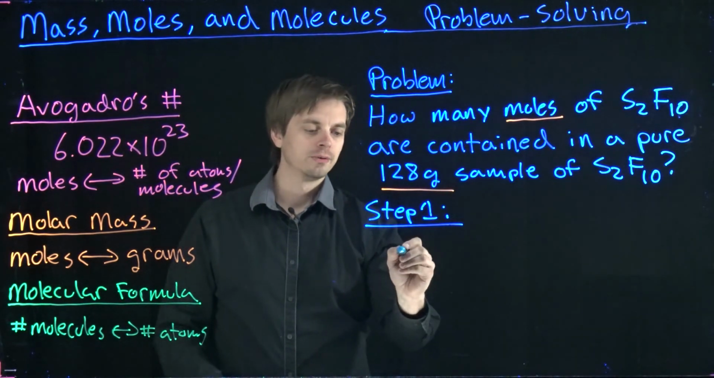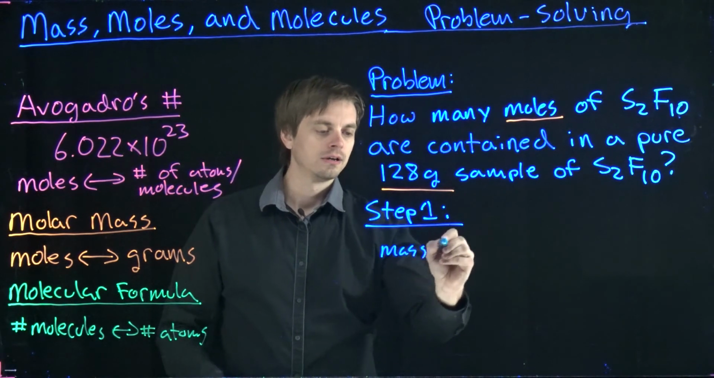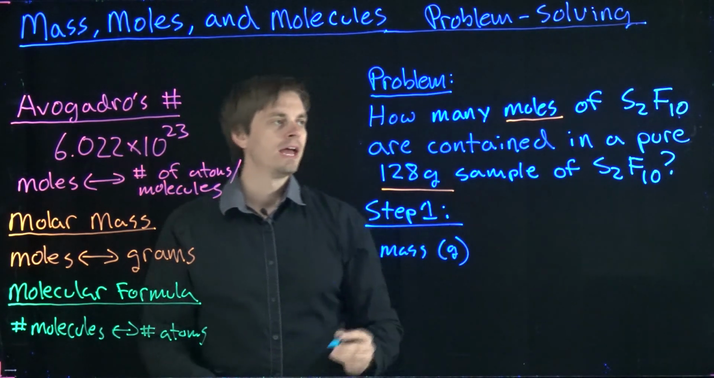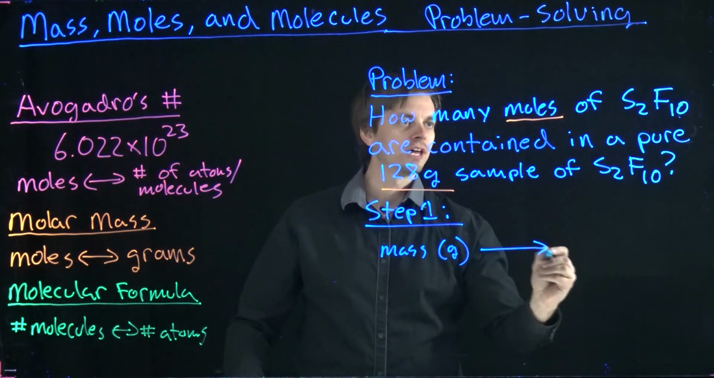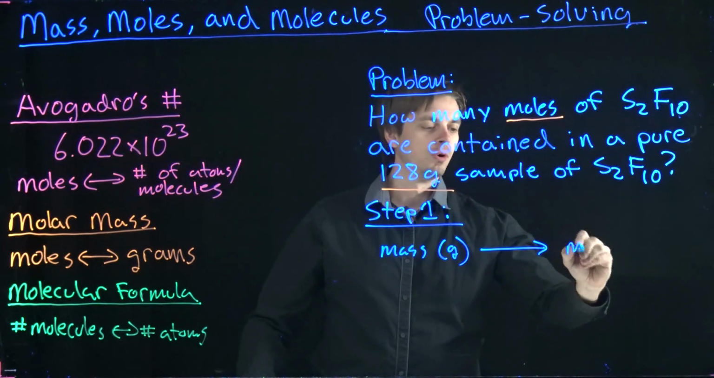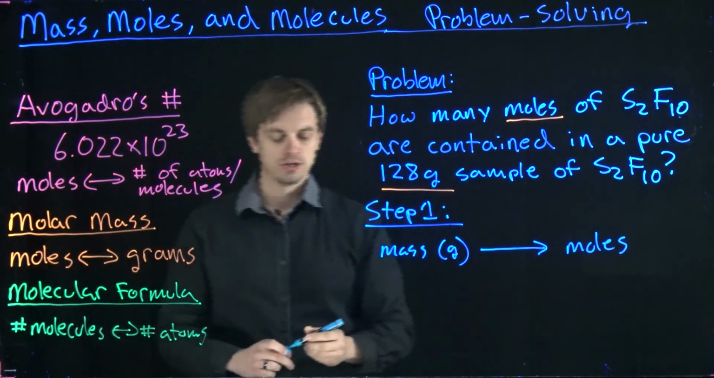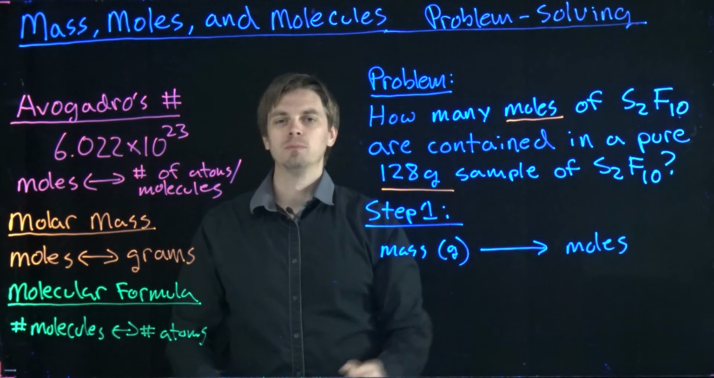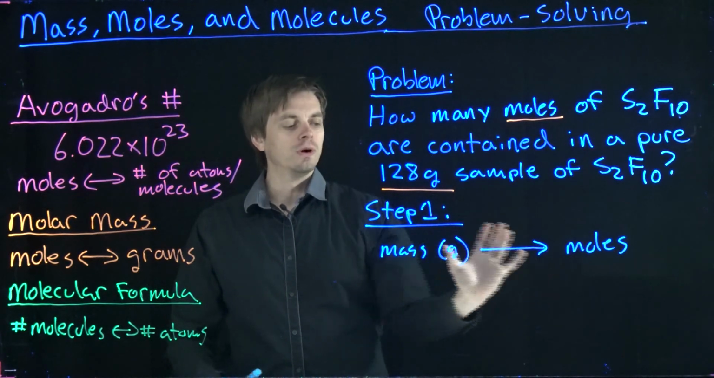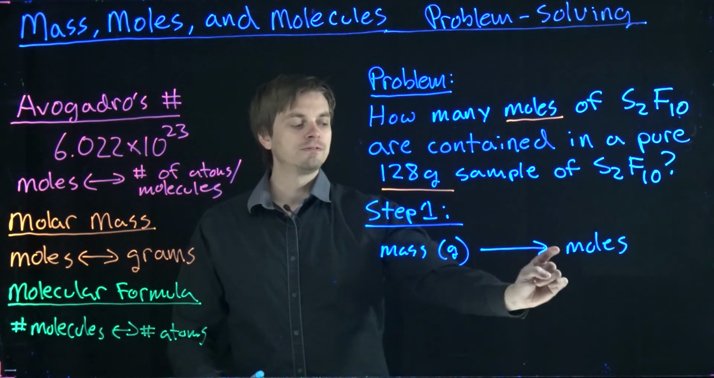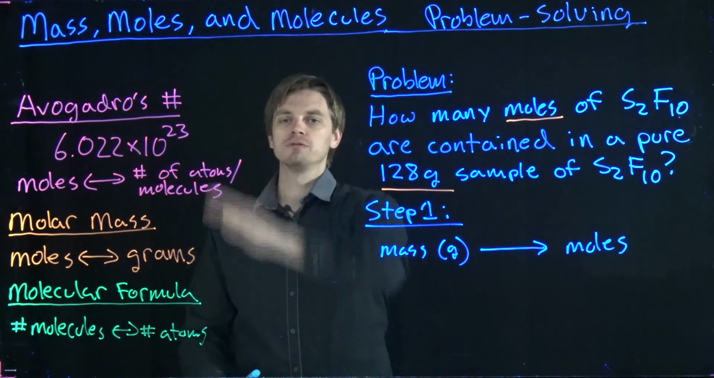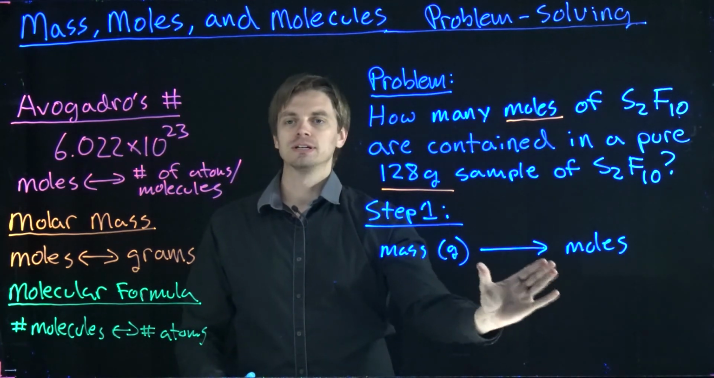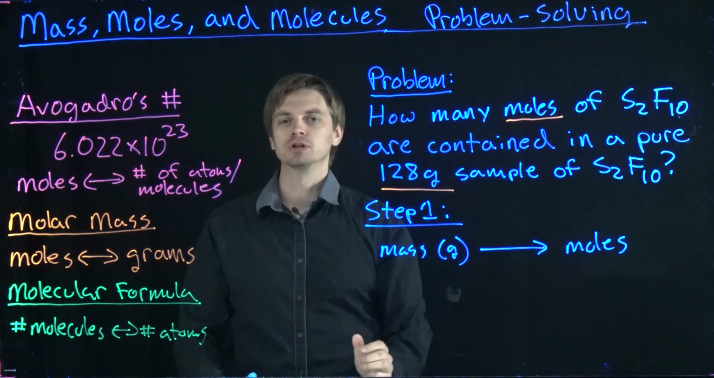We're told that we have a certain mass in units of grams, and we want to convert that value into the number of moles. So we need to go between grams and moles. Again, without plugging in numbers, we need to figure out which one of our conversion factors allows us to perform this mass to moles conversion.